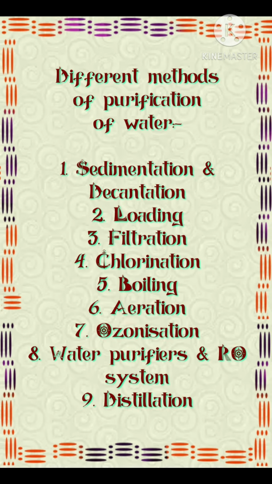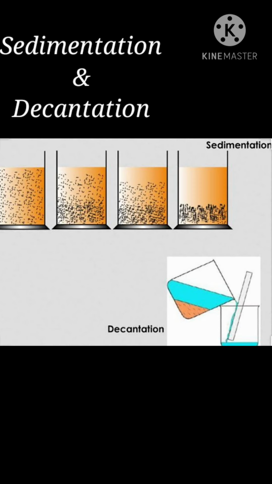There are some commonly used methods by which we can purify our water and make it potable. Clear? So let's start one by one. Our first method is sedimentation and decantation. Children, it is the first step to purify water in water treatment plants.